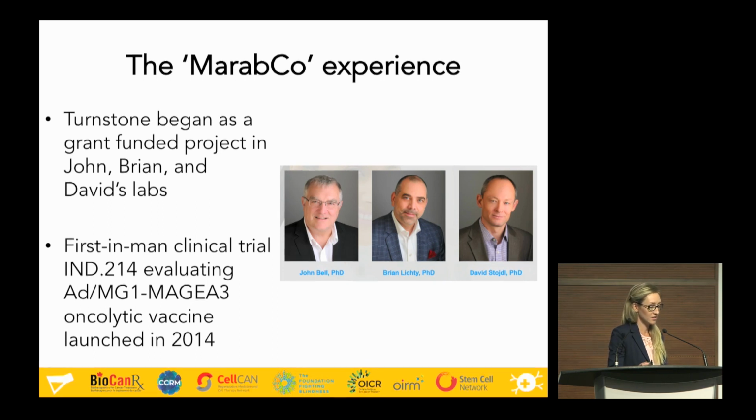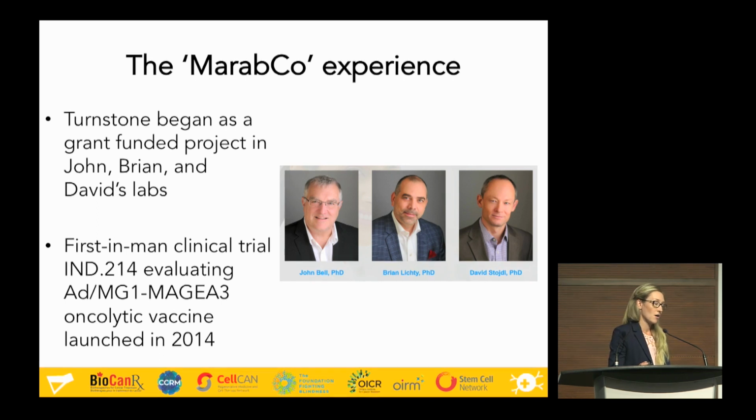The founding scientists are these studs here. They don't often look like this. This is like a snapshot from the Turnstone website. If you've ever met John Bell, he's like the guy in a t-shirt with ripped jeans. So they do look quite nice here. But John Bell, Brian Lichty, Dave Stojdl are Turnstone's scientific founders. They're still very much active in the company.